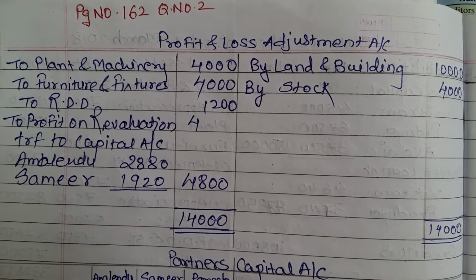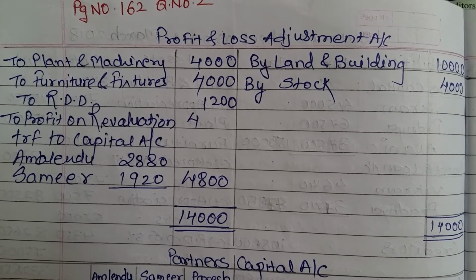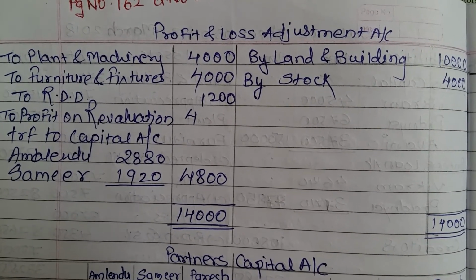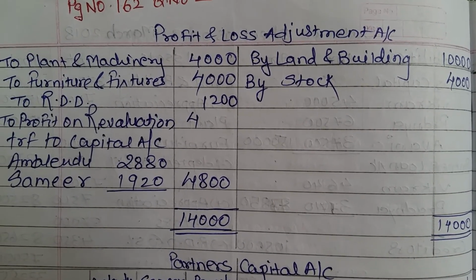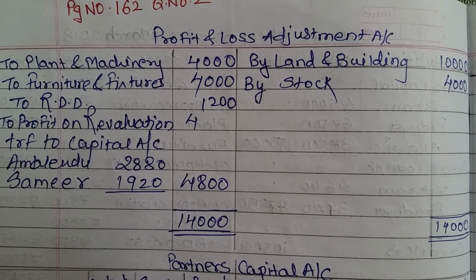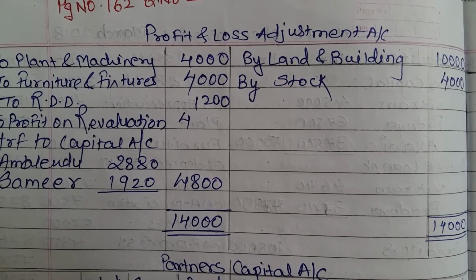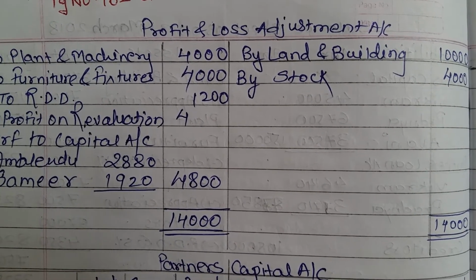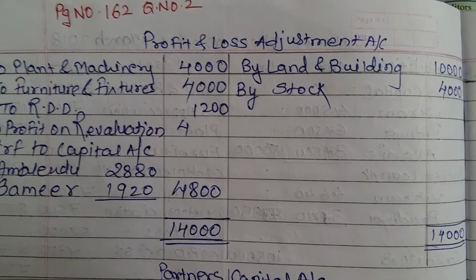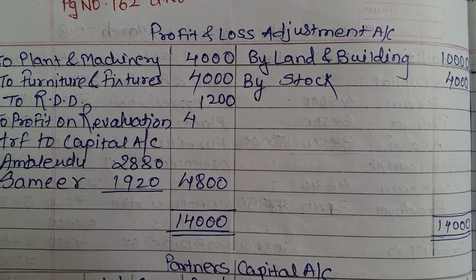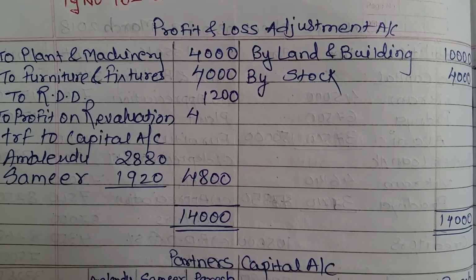After the joining of a new partner, or rather before joining the new partner, the revaluation of assets and liabilities brings a profit of rupees 4,800. But this 4,800 will be given only to the old partners, that is Almendo and Samir, in the old profit sharing ratio, that is 3:2. It means 4,800 is divided between Almendo and Samir in the ratio 3:2. And after this, close your profit and loss adjustment account and transfer this profit on revaluation to the partners' capital account.